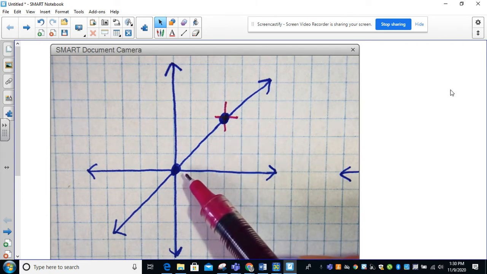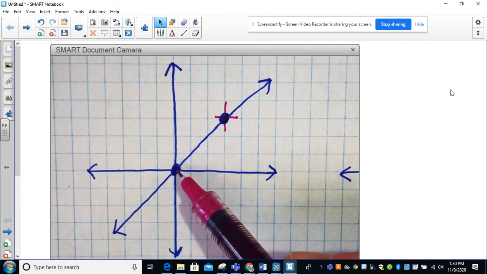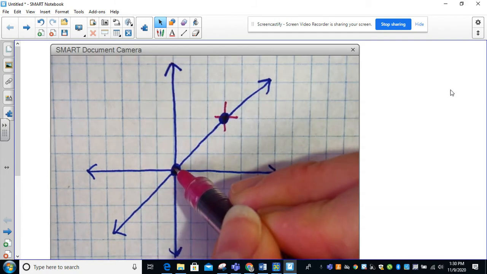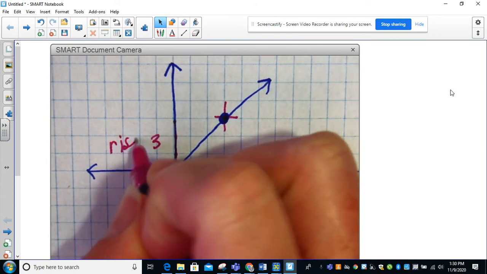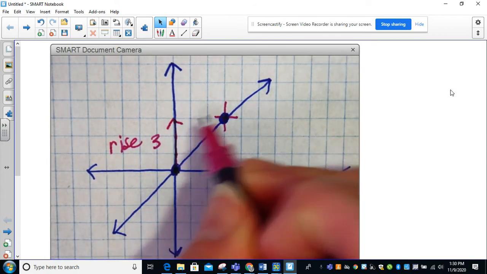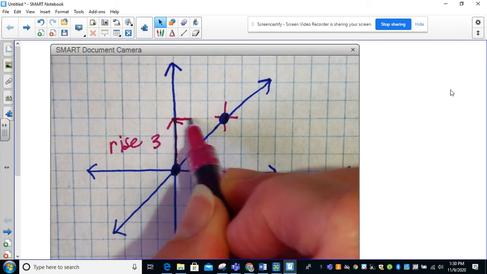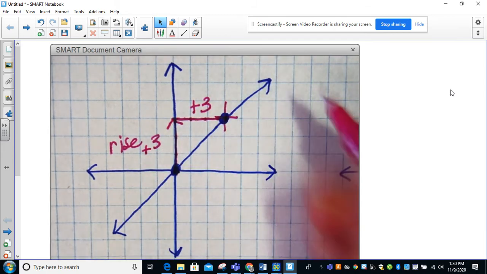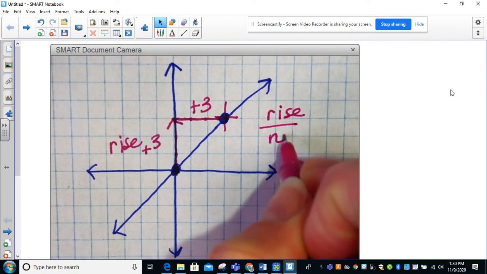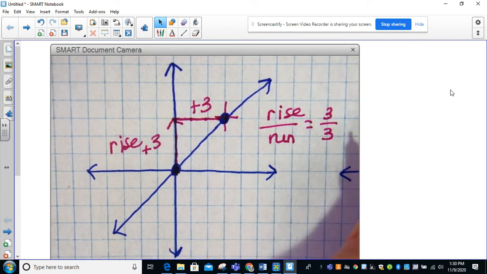So to find the slope, to save yourself some trouble, always start on the bottom dot. If you put your pencil on the bottom dot, we're going to go up 1, 2, 3. That's called a rise. Rise 3. And then we've got to get to this point. So we go 1, 2, 3, run 3 as well. So my rise over run equals 3 over 3, which reduces to 1.